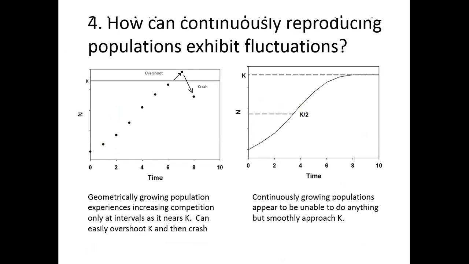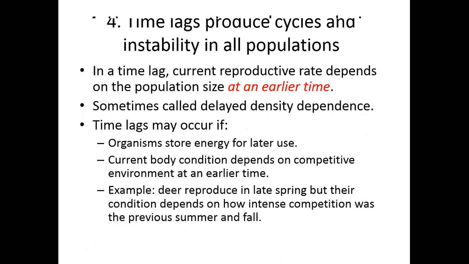So geometrically growing populations can have these fluctuations over here on the left, overshoot and crash. But exponentially growing populations can't do anything but approach K. So we have to solve that problem because we know that they can fluctuate. We know they can go extinct. All right, so time lags are an important reason why both geometrically and exponentially growing populations may show fluctuations.